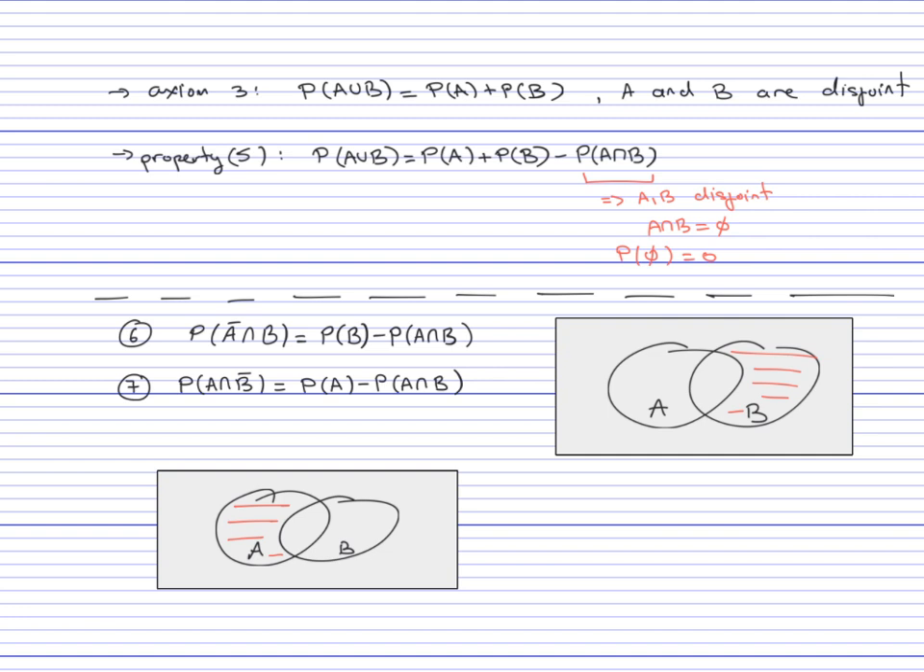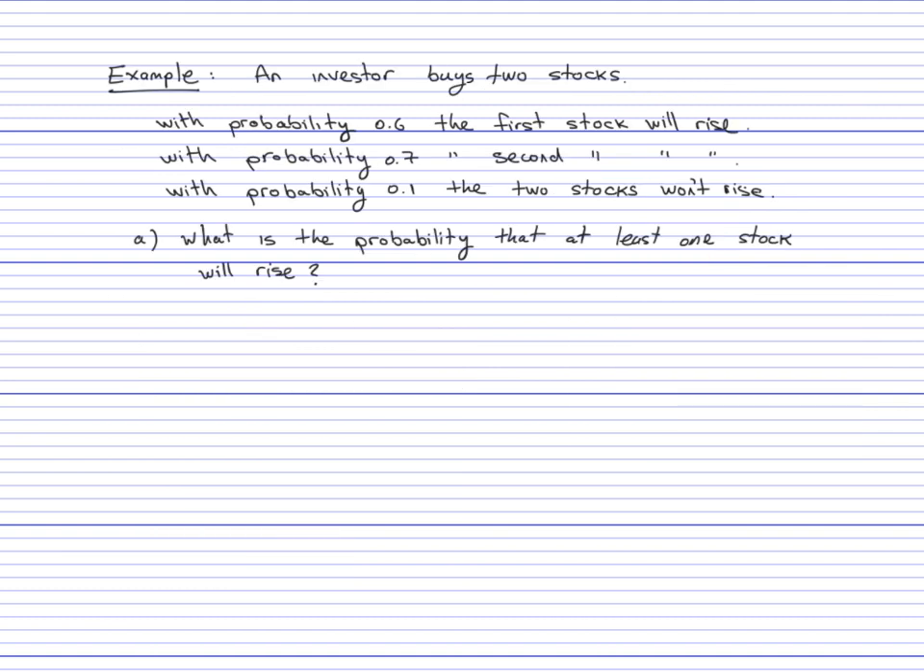And now, I'd like to give you an example to understand how exactly we can use those properties in order to solve questions. Okay, so here's the example. An investor buys 2 stocks. With probability 0.6, the first stock will rise. With probability 0.7, the second stock will rise. And with probability 0.1, the 2 stocks won't rise. What is the probability that at least one stock will rise?